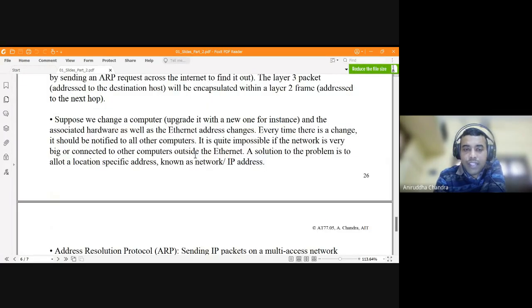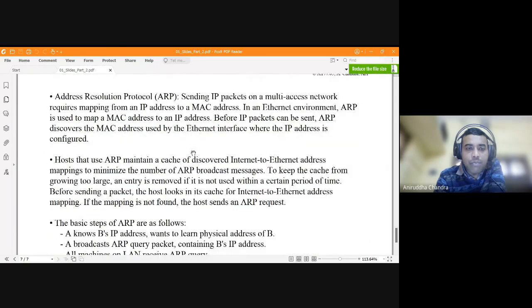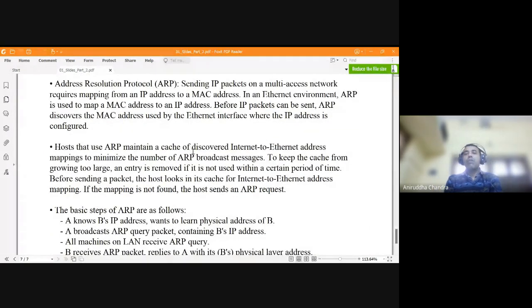And finally, we have this address resolution protocol. The address resolution protocol is how we can map between the IP address and the MAC address, how it is done. Before the IP packets are sent, we go through ARP. So why is ARP required? Because we want the cache not to become too large.